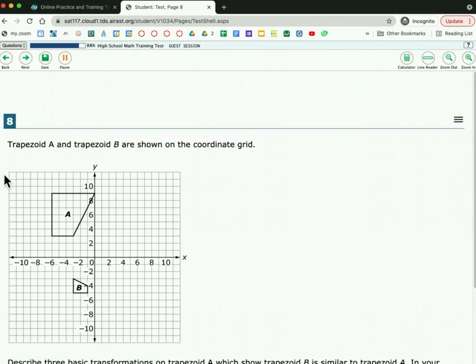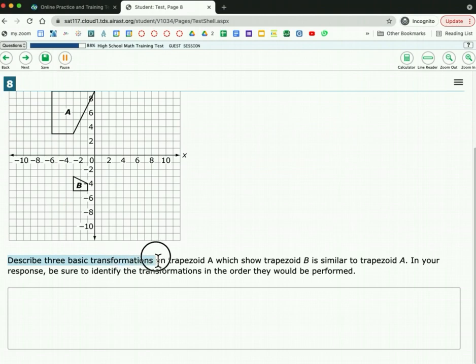Number 8. All right, number 8 says trapezoid A and trapezoid B are shown in the coordinate grid. Here they are. Describe 3 basic transformations, right? Basic transformations being rotation, translation, and what's the last one? There's dilation. So rotation means like orbiting around a circle, like going 90 degrees to the left or 90 degrees to the right.